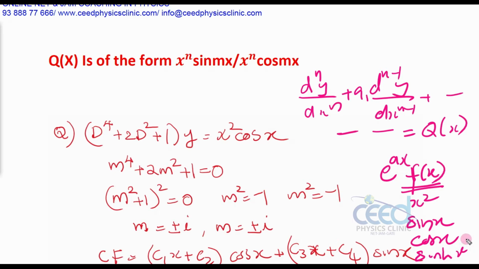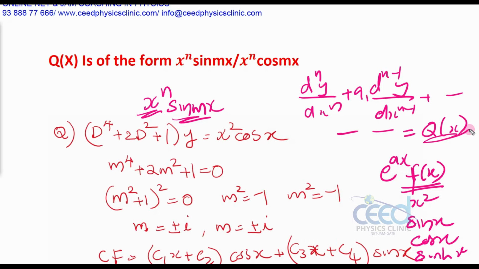Now imagine the situation. Suppose x^n and sin x or cos x, sin mx or any number, sin 2x or so. Generally we can write sin mx. If a combination of this algebraic function and trigonometric function exists together as the function q of x, then we have to apply another method, different from the method which we studied in the last case.